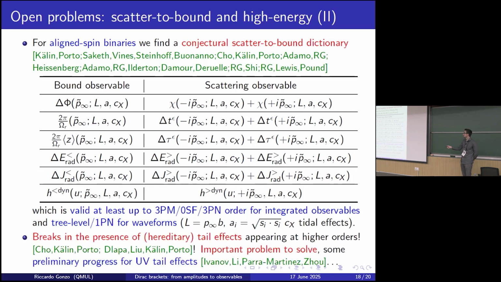And this is a very important problem. People have been trying to work on it in the past few years, and it's still to be solved. Some preliminary progress for UV tail effects in LM space, but it's very important to push this program further to be able to say something about the bound case.